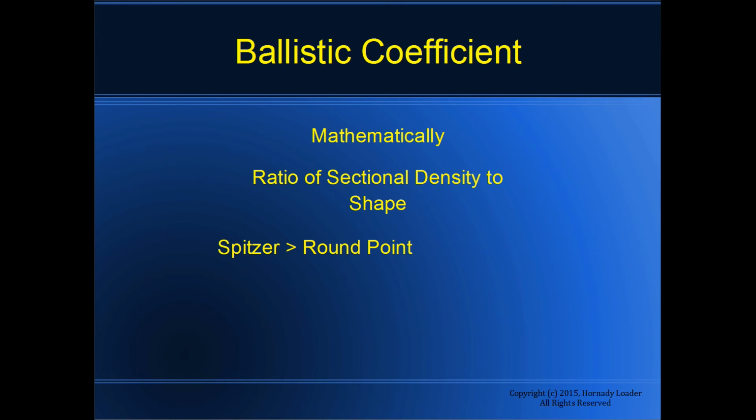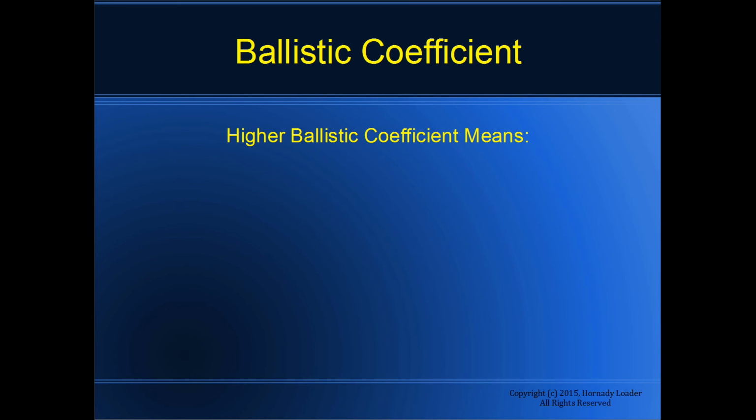Now, the shape affects the ballistic coefficient quite a bit. For example, a Spitzer or pointy bullet will have a higher ballistic coefficient than a round point. A round point bullet will have a higher ballistic coefficient than a flat point bullet. Okay. Now, a higher ballistic coefficient means a few things. The bullet will have a flatter trajectory because it maintains its velocity better.